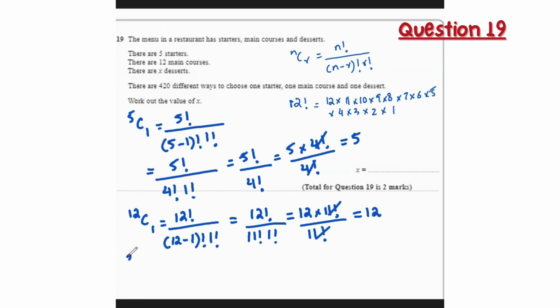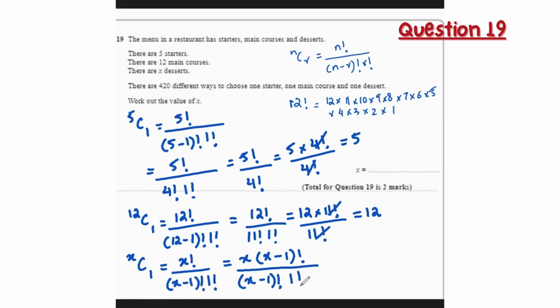Now for x desserts, it's going to be xC1 because we're choosing one dessert. So that's going to be x factorial over x minus 1 factorial times 1 factorial. So that's going to be x times x minus 1 factorial divided by x minus 1 factorial times 1 factorial. The reason why it's x minus 1 factorial in the numerator as well is because we're going one digit less. So the next digit after x would be x minus 1. The x minus 1 factorial will get cancelled out, and we're left with x, and 1 factorial is 1.